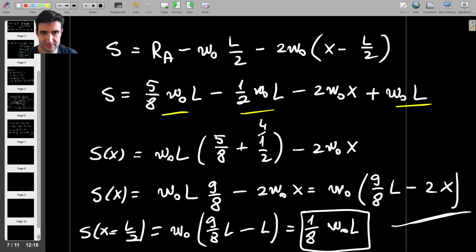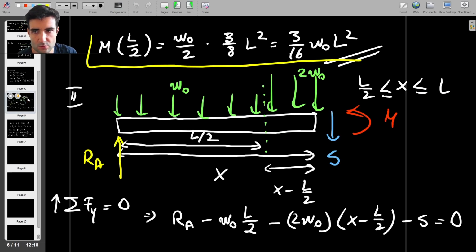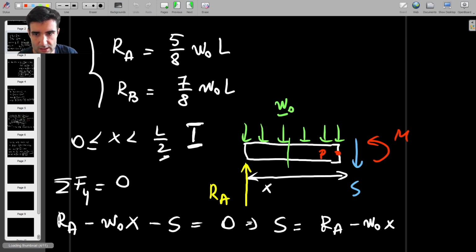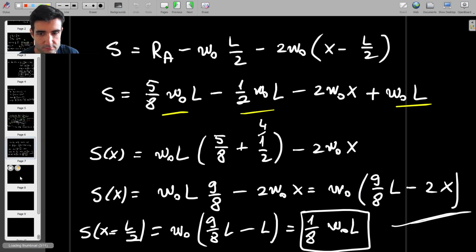So the shear force at the middle is 1 over 8 W naught L, which should be the same as this, which is the shear force in the middle using the previous half of the beam. And I think for mathematical accuracy, I should do this here as well. Okay, there is only one more thing to do, which is finding the bending moment.